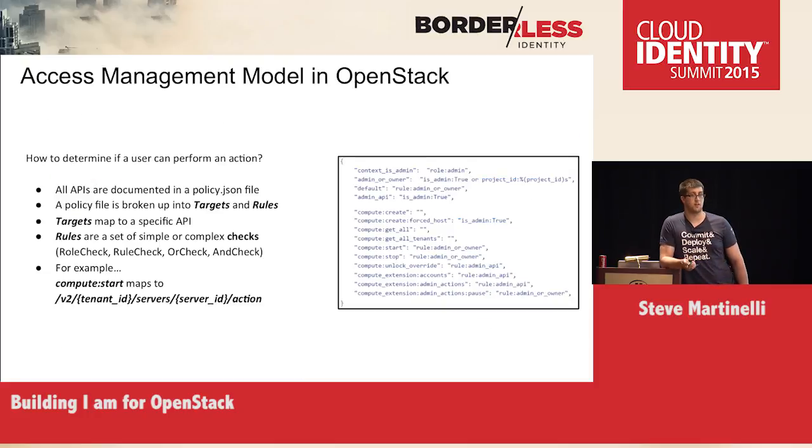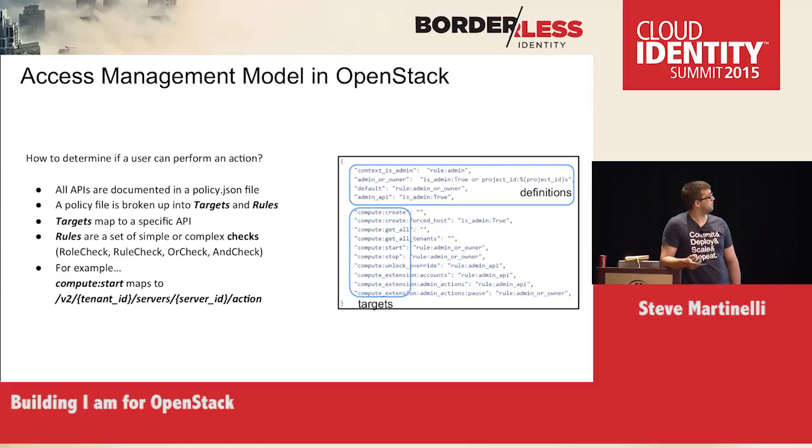So how do we actually figure out if a user can start a VM? Each OpenStack service has a policy JSON file, and it's divided up into logical pieces. At the top, we have definitions, which are just used throughout the file for targets and rules.